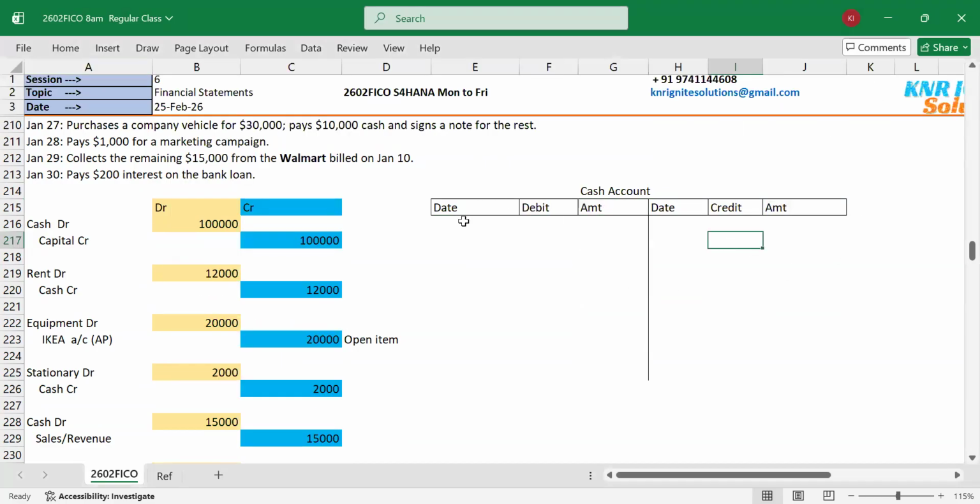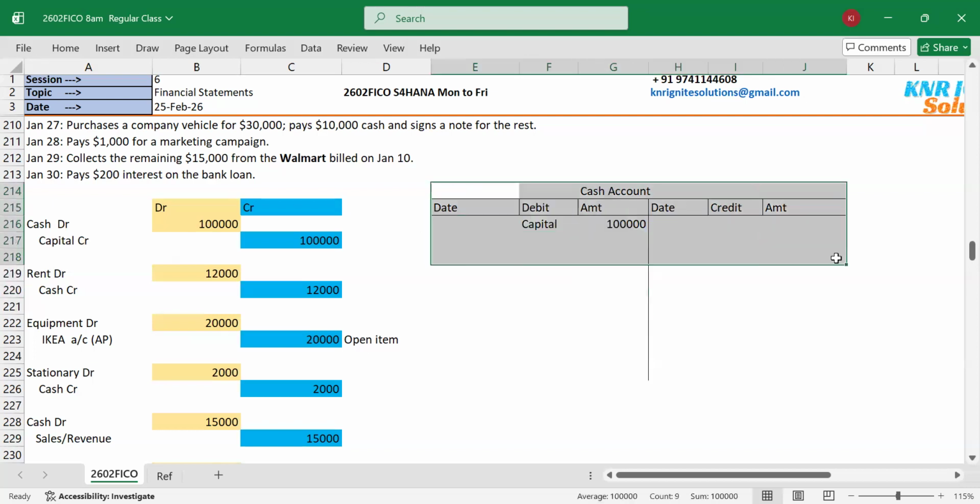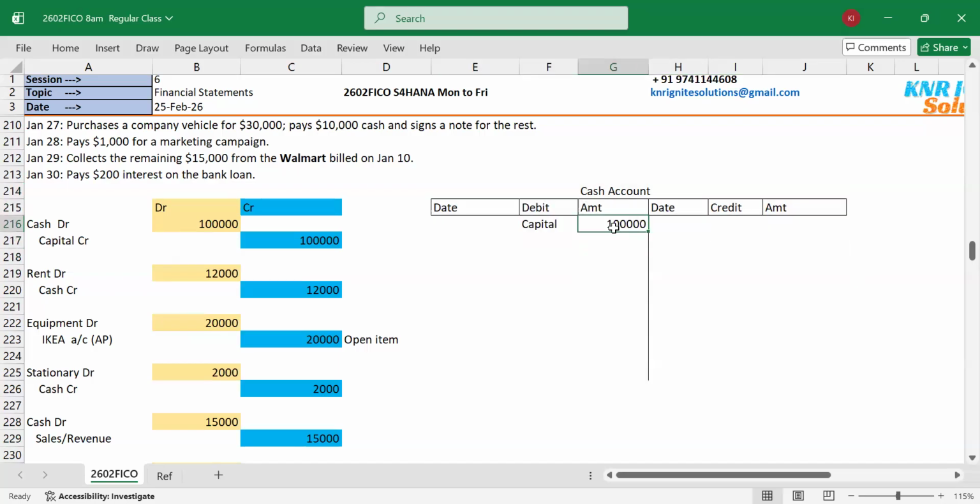Now let's see this. Dates, I'm just ignoring, like I mentioned. Debit and the respective amount, and credit and the respective amount. How do I consider this first transaction? In this case, does the cash have a debit or a credit impact? Debit impact. So it has to be written on the debit side with the name of the offsetting line. What is offsetting? It's capital. Because of the capital, my cash account is impacted with 100,000. 100,000 cash got debited, which means my cash account has a debit balance so far. This is how we see it.